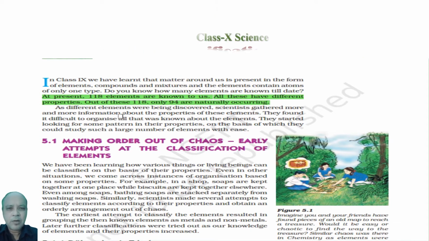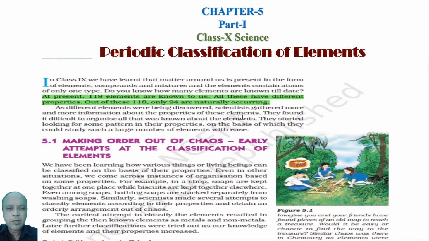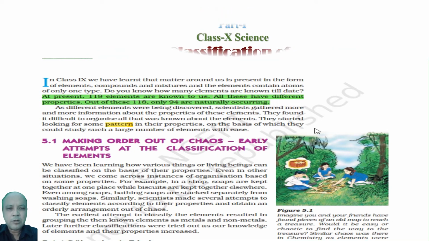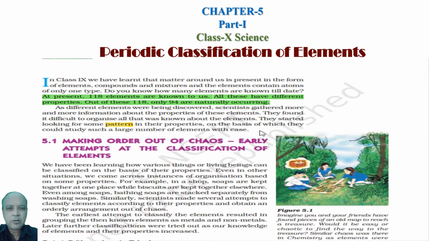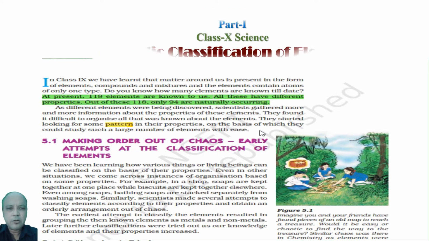As different elements were being discovered, scientists gathered more and more information about the properties of these elements. They found it difficult to organize all that was known about the elements. They started looking for some pattern in their properties, on the basis of which they could study such a large number of elements with ease. It was very vast and difficult, so they started thinking of a pattern with which we can easily identify the elements.